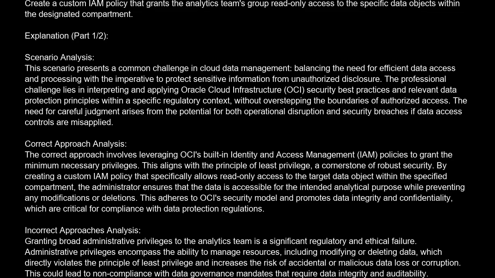The correct answer is A. Create a custom IAM policy that grants the analytics team's group read-only access to the specific data objects within the designated compartment. Explanation: scenario analysis.